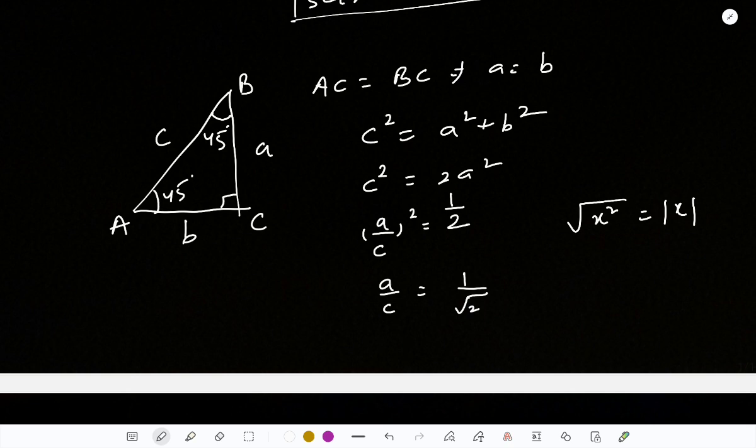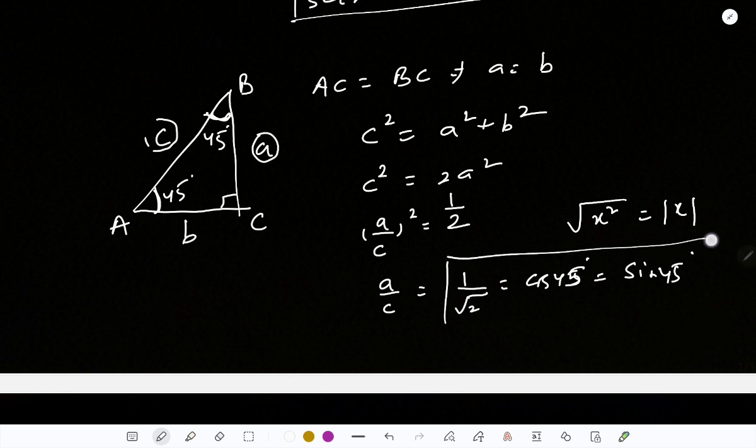And you can see here, what is this a by c? A by c, if we take this 45 degree, a by c is base by hypotenuse, that is cos 45 degree. And if you take this 45 degree, a is perpendicular and c is hypotenuse, so you can write it sine 45 degree as well. That means sine 45 degree and cos 45 degree both have the same value, and that is equal to 1 upon root 2. So that means tan 45 degree is going to be 1, and cot 45 will also become 1.